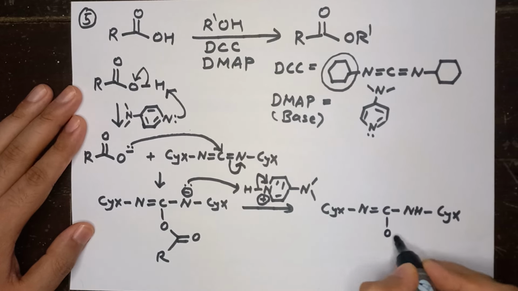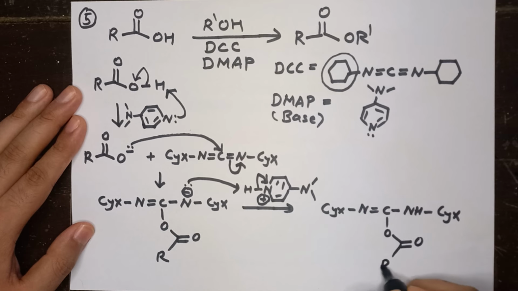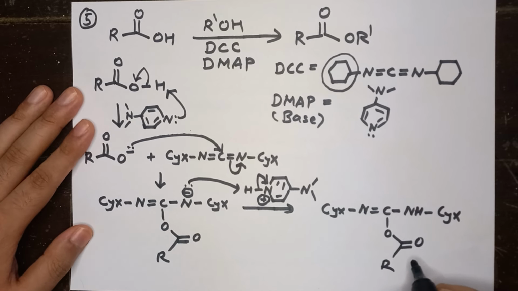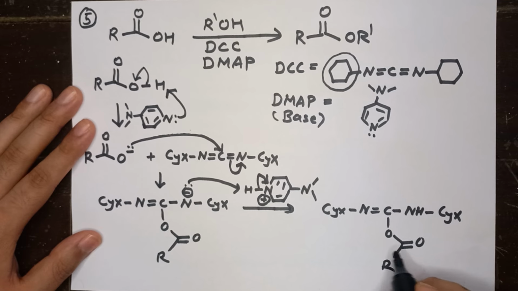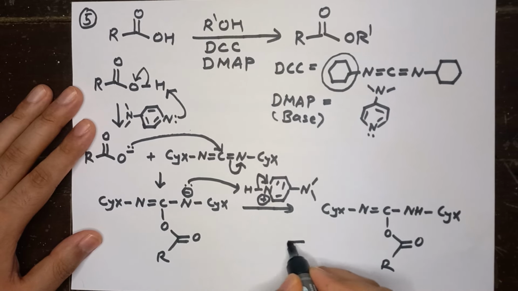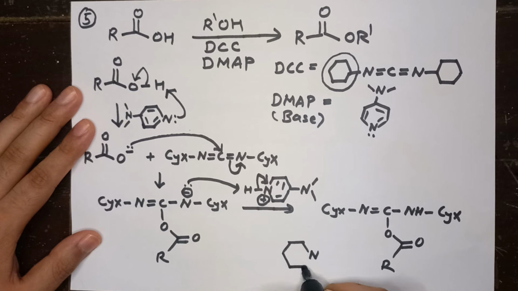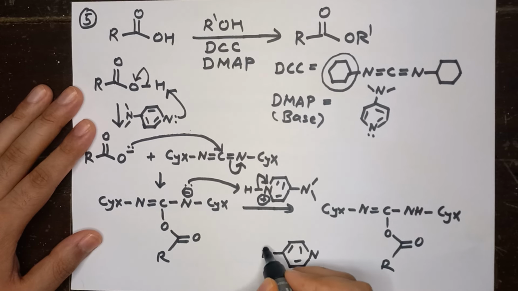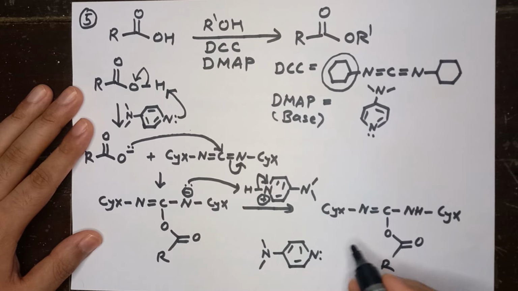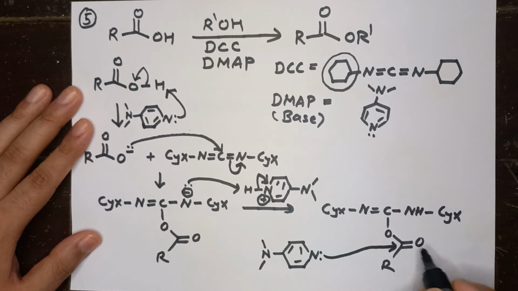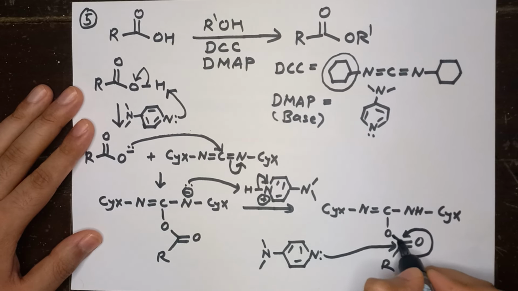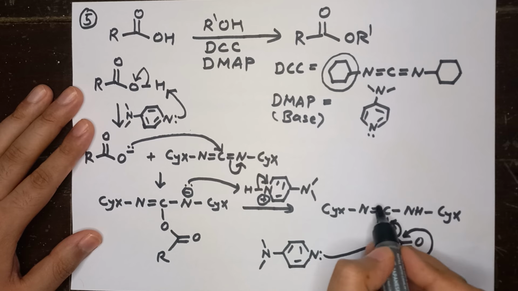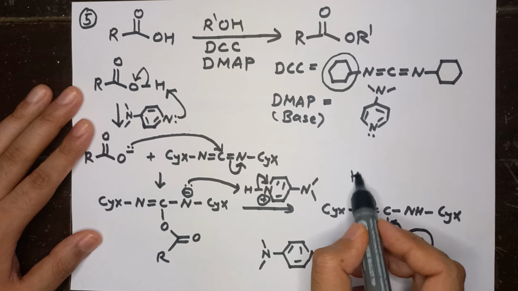Okay, and we have this. Now at this point of time, once again the DMAP will come. Now this time the nitrogen lone pair is not acting as a base. Instead, it's acting like a nucleophile. So it is attacking at this carbonyl through resonance. This CO bond will form a double bond here, and this C double bond N will be taken by the H plus source.